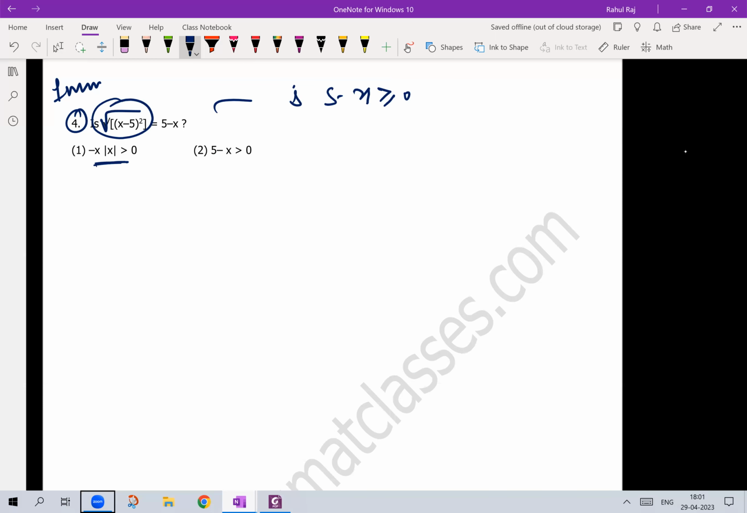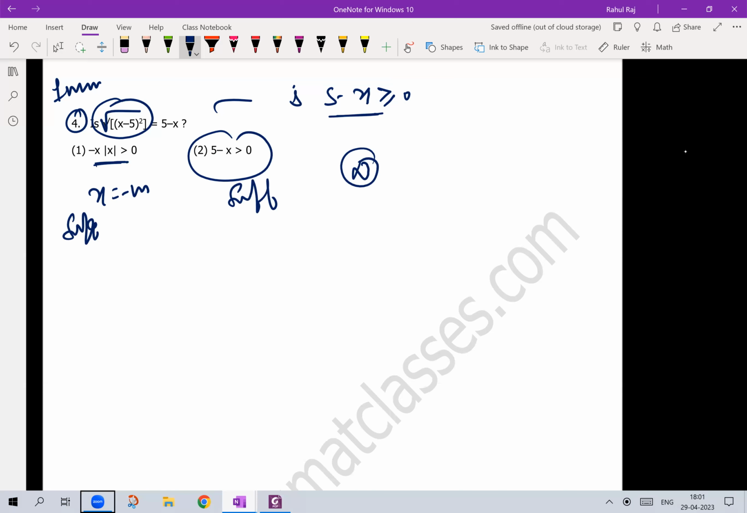Option number 1 says what? Minus x greater than x, or minus x mod x greater than 0, means x is negative. If x is negative, 5 minus x is surely greater than 0, sufficient. Option number 2 says that 5 minus x is greater than 0. This is sufficient again, D. So this is a logical way to approach it.